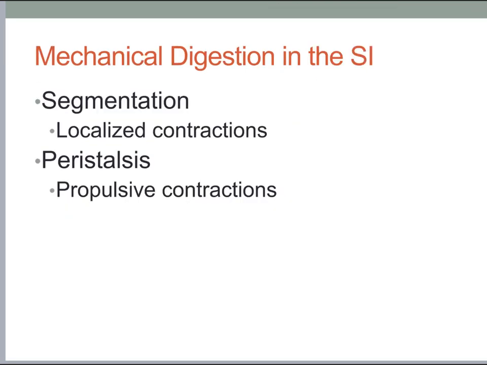We've spent a lot of time so far, and we're going to look at it some more, the chemical digestion in the small intestines. Now let's look at the mechanical digestion. How do we move this chyme liquid through the small intestine? Now, the method that predominates here is segmentation. Now remember, unlike peristalsis, which predominates in the esophagus, segmentation is going to be localized contractions, which is going to predominate in the small intestine.